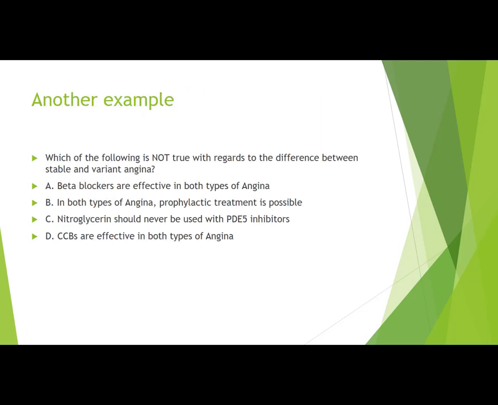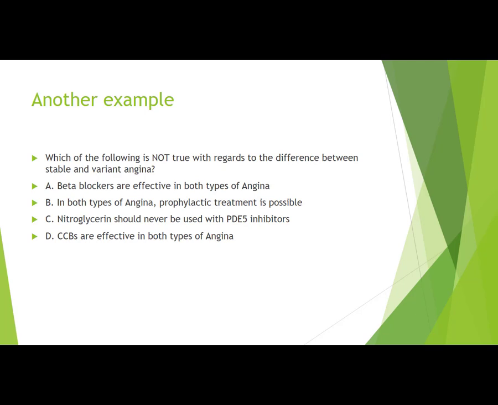All right, and yet another example. I like examples, as you guys can see. So which of the following is not true with regards to the difference between stable and variant angina? A, beta blockers are effective in both types of angina. B, in both types of angina, prophylactic treatment is possible. C, nitroglycerin should never be used with PDE5 inhibitors. Or D, calcium channel blockers are effective in both types of angina.